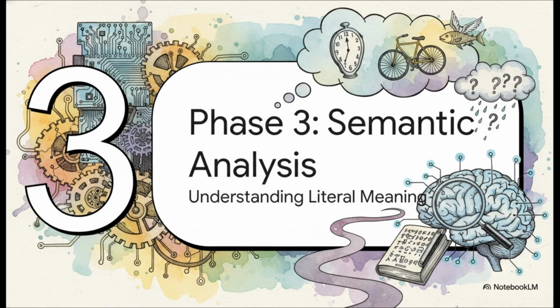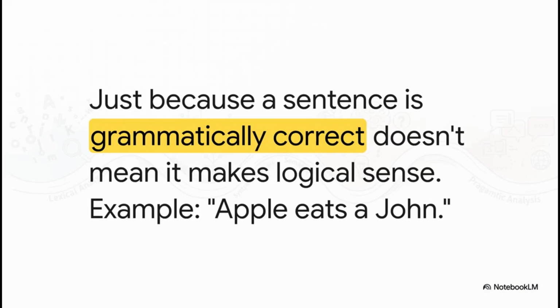Okay, so the grammar checks out. We must be done, right? Well, not so fast. Welcome to phase 3, semantic analysis. Because just because a sentence is grammatically correct doesn't mean it actually makes any sense. Let's look at this classic example. Apple eats a John. Now, from a grammar perspective, this sentence is totally fine. You've got a subject, apple, a verb, eats, and an object, a John. But it's nonsense. An apple can't eat a person.